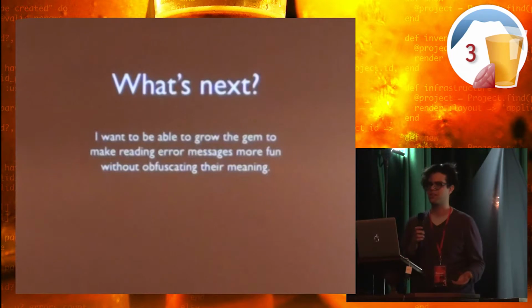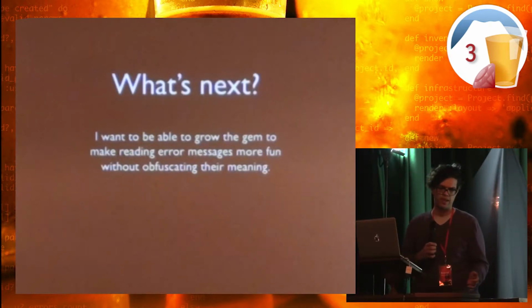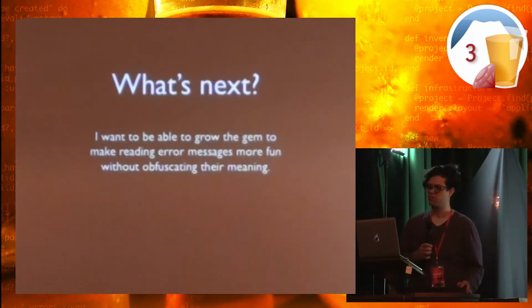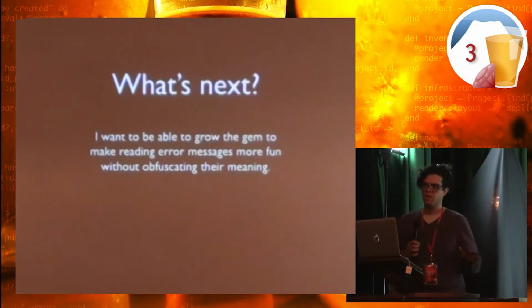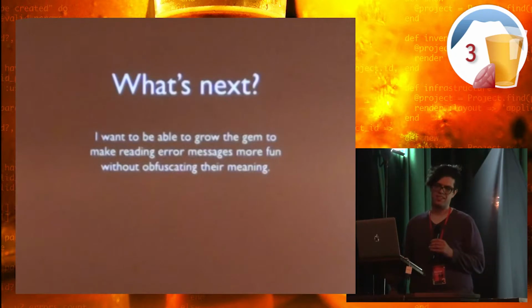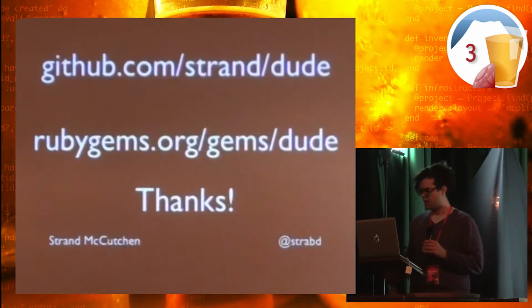I want to be able to grow this gem so it just doesn't append dude to everything, because that's kind of boring. And I think our error messages should be fun. So if you've got an idea of how you could override, say, a nil error so that it was funny, or throw in a few randomizations so it's not always the same error message, but it tells you what's wrong, then maybe you'll read your error messages and not screw up. Fork it, make a pull request, use it in your repos. Thanks.